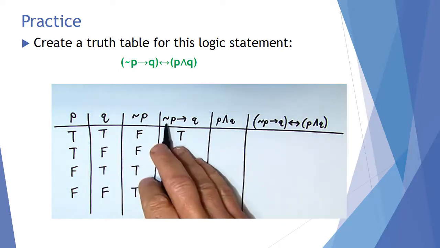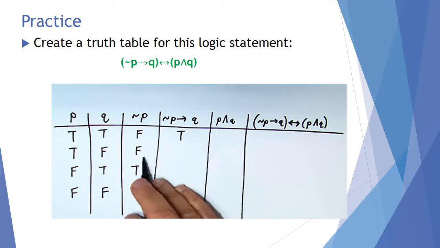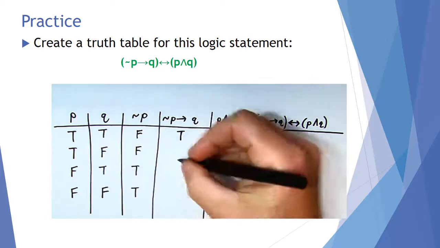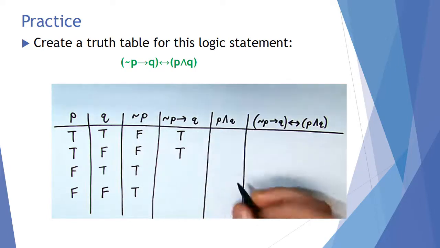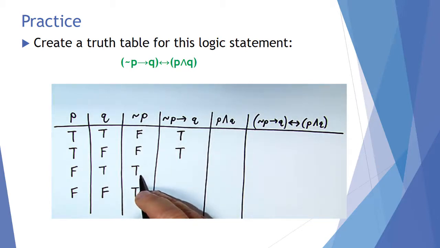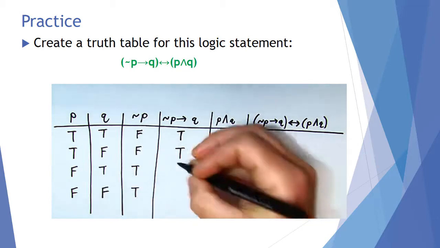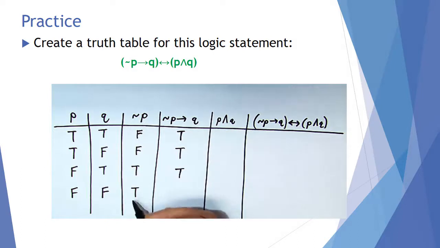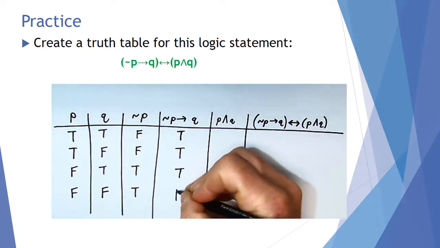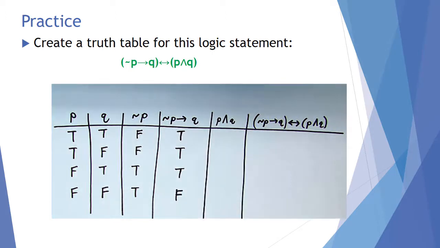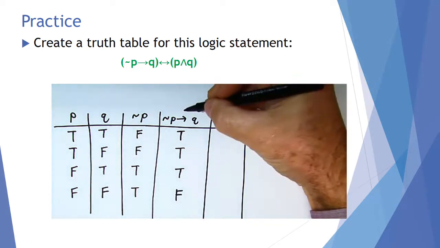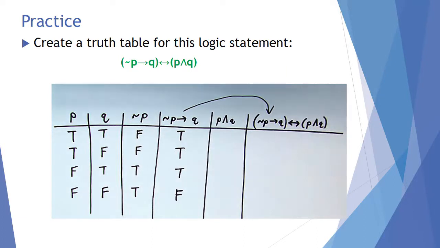And this one, if we have the negation of P, do we have Q? Well, we don't have the negation of P, so it's moot. That's true. This one, if we have the negation of P, do we have Q? Yes, we do here. And our bottom row, if we have the negation of P, do we have Q? No, we don't. So that column is true, true, true, false. Now we'll be able to transfer that over to here in just a minute.